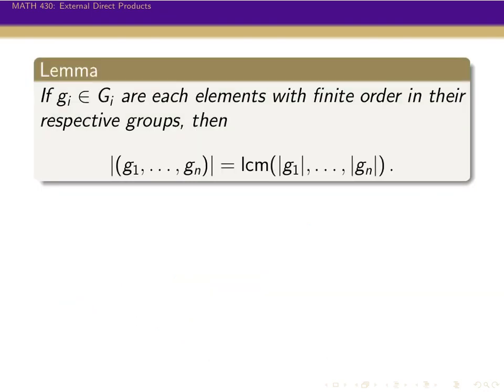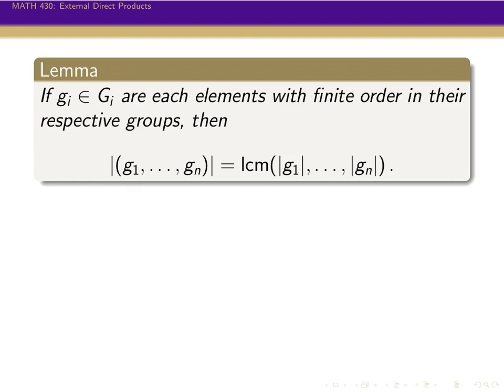Okay, so suppose that you have some element of the external direct product, where each of the components has finite order in their respective groups. How do you calculate the order of that element in the direct product? It's going to be equal to the lowest common multiple of the orders of each of the components. And so let's give a quick proof of this.